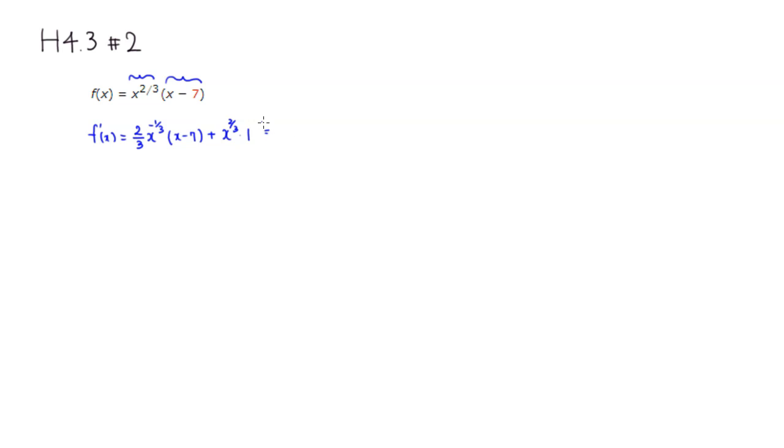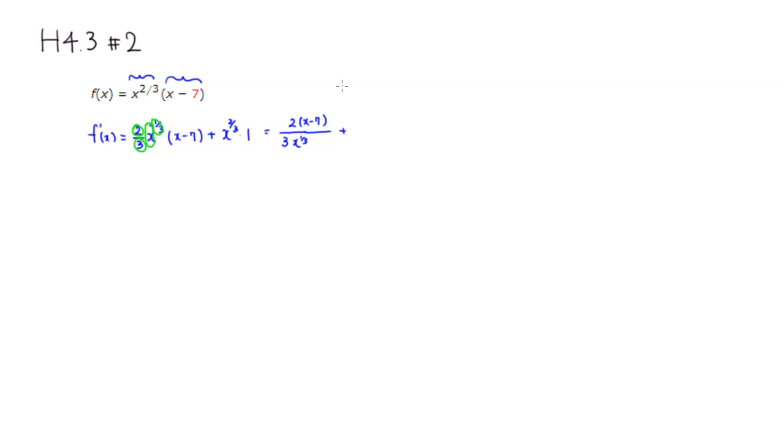The first one looks like 2 lives upstairs, so I'm going to put 2 upstairs. Then 3 lives downstairs, so I'm going to put 3 downstairs. Because of the negative power, x is going to live downstairs. Then we still have to raise it to the 1/3 power. And then we're going to have times x minus 7, so I'm going to put x minus 7 up here.